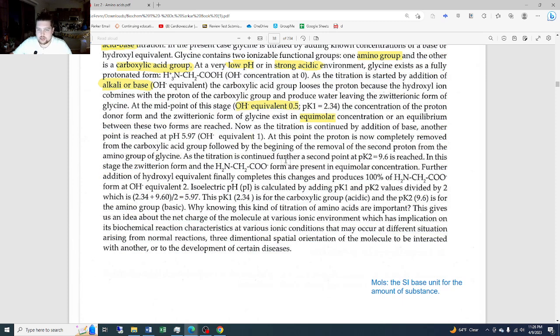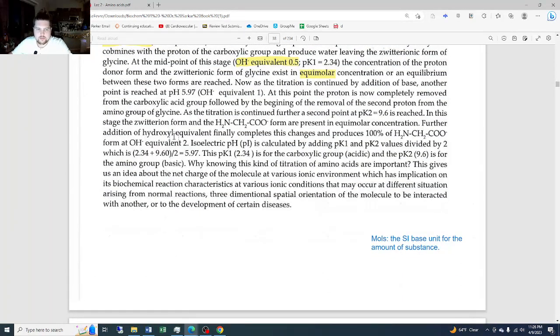As the titration is continued further, a second point, pK2 9.6, is reached. In this stage, the Zwitterion form and the H2NCH2COO form are present in equimolar concentration. Further addition of hydroxyl equivalent finally completes this change and produces 100% of this form at the OH equivalent 2. Isoelectric pH is calculated by adding the pK1 and pK2 values divided by 2.